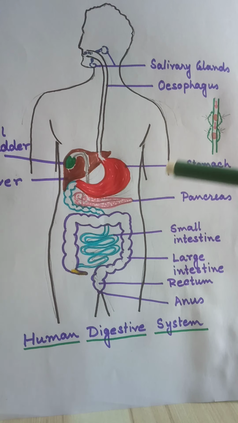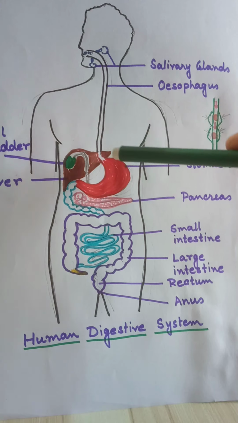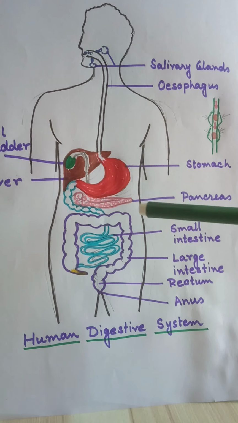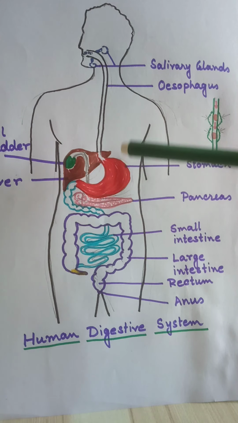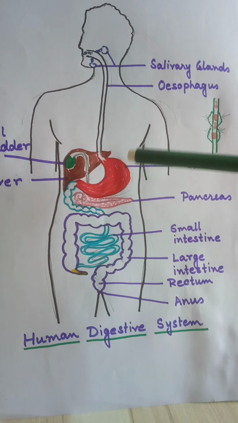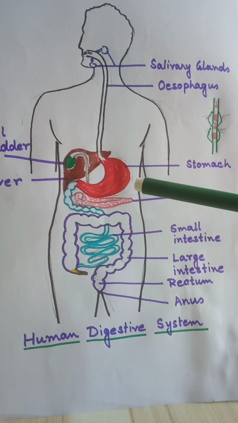Now, the function of hydrochloric acid. It kills bacteria which enter into the stomach along with the food and makes the medium acidic, so that the digestive juices can work. The digestive juices break down the proteins into simpler substances.